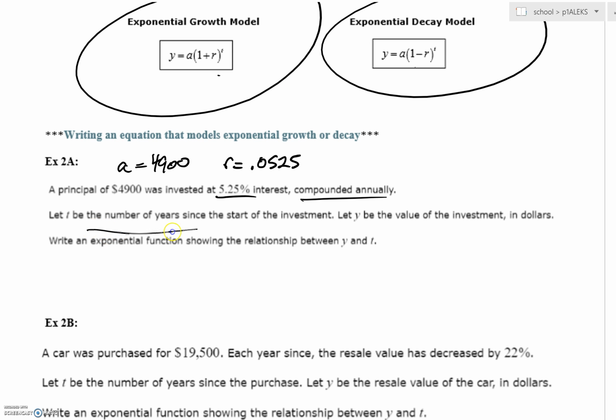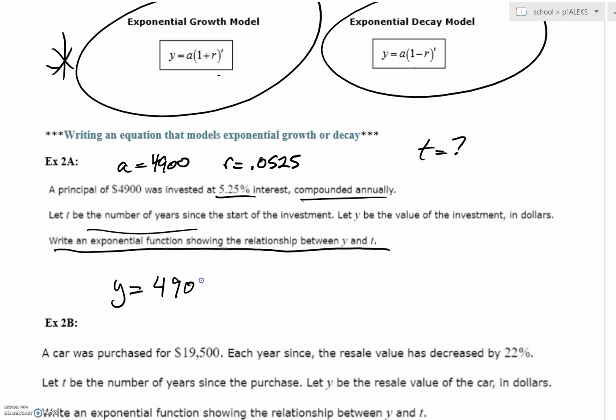Let T be the number of years. We honestly don't know how many years we have total. We're just going to write an exponential function showing the relationship between y and t. So for growth, we're going to use this top box up here. Y is equal to 4,900 times 1 plus 0.0525 raised to the t power.